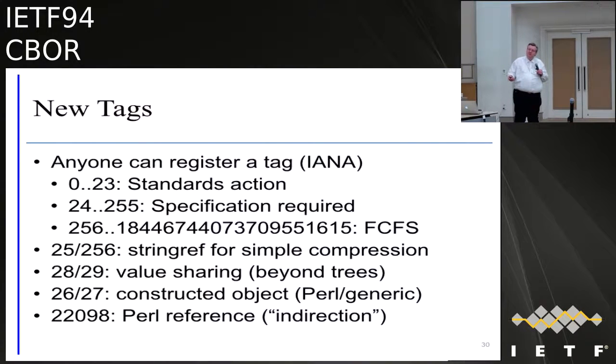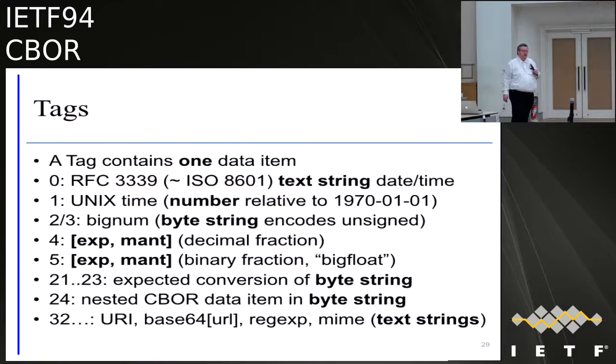The good numbers, the short numbers, require a little bit higher level of effort. But we have enough tags that we will be able to register a few of them. So the Perl community, for instance, have immediately picked this up and done a few tags for Perl-specific things like the Perl reference. If you express 22098 in binary, it's RV, reference value, which is what Perl people think is exactly the right thing this tag should be. So tags can be defined for specific applications, and we might want to define a few more of these more general purpose tags here.